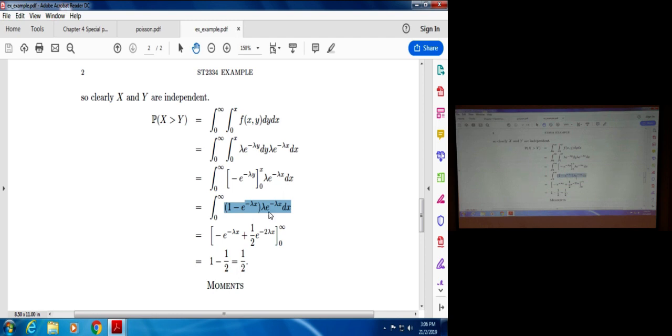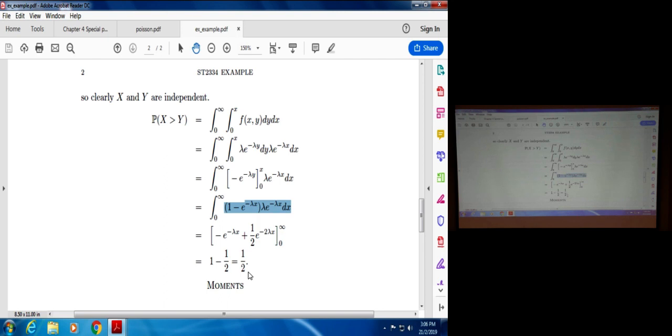The first one, lambda e to the minus lambda x by itself, integrates to minus e to the minus lambda x. And then I've got lambda e to the minus 2 lambda x, which integrates to one half e to the minus 2 lambda x, going between 0 and infinity. At infinity, that goes to 0, that goes to 0, and I get minus minus 1 plus minus minus a half, sorry, which is equal to 1 minus a half, which is a half. So in this case, the probability x is bigger than y is a half.